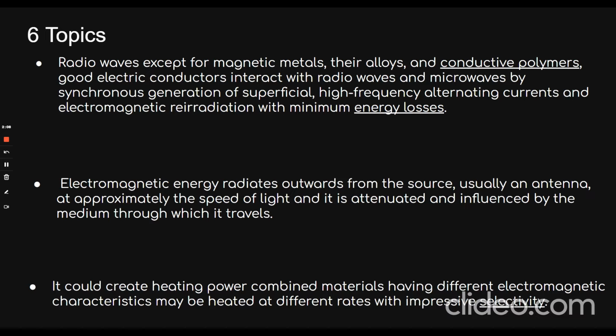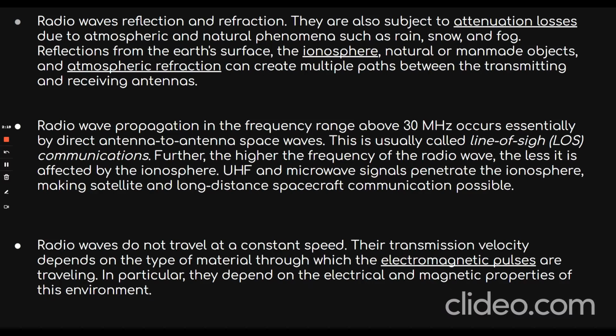The third is that radio waves, like other types of electromagnetic radiation, can produce heat, and may be heated at different rates with impressive selectivity. The fourth is how atmospheric and natural phenomena such as rain, snow, and fog affect the transmission of radio waves. Reflections from the Earth's surface, the ionosphere, natural or man-made objects, and atmospheric refraction can create multiple paths between the transmitting and receiving antennas.